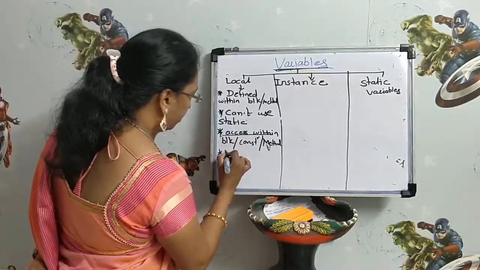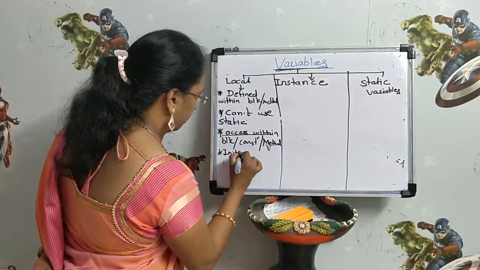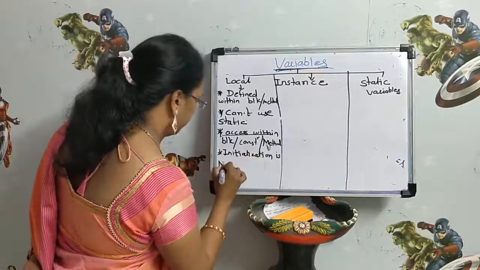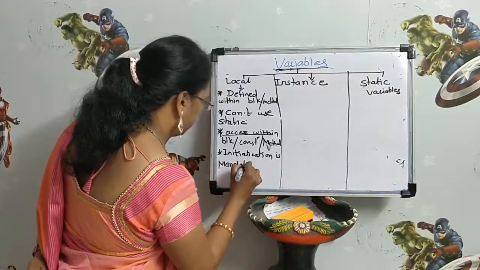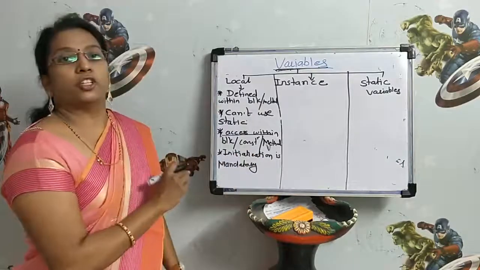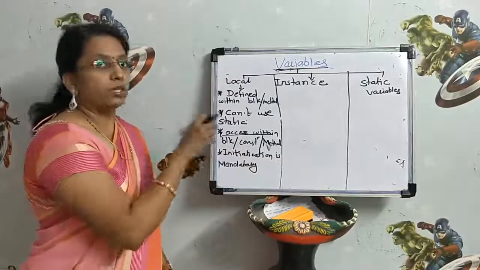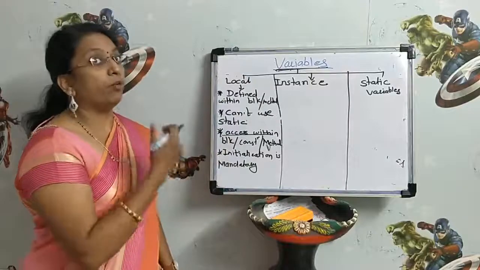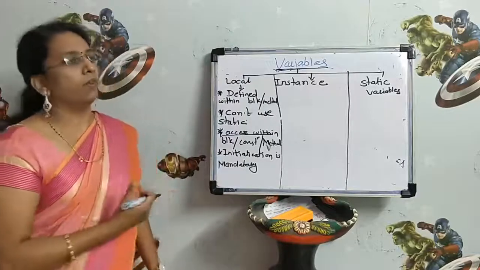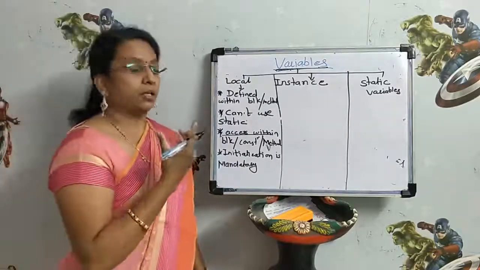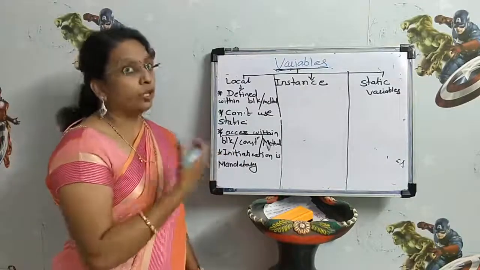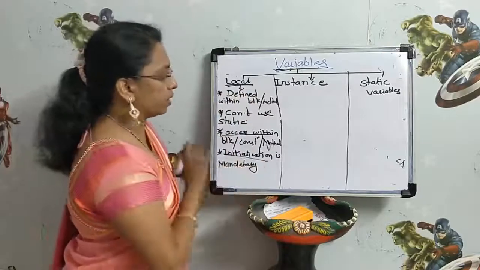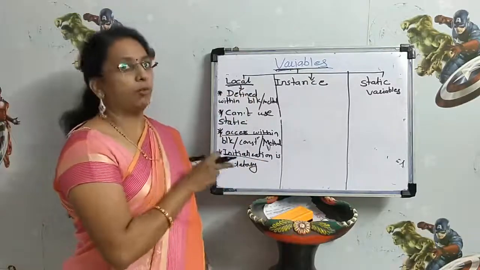Now the fourth point is about initialization. Here initialization is mandatory. It means we must assign some value to this local variable before using it. In general in Java, a variable must be declared and defined before using it. So in case of a local variable we must initialize it before using it.